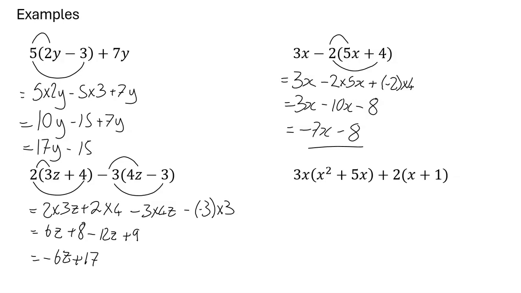If I wrote it as 17 minus 6z, if I didn't like starting with a negative, I'd be perfectly fine as well. They both mean the exact same thing. Either variation's fine on that. But that's what we'd get ultimately.